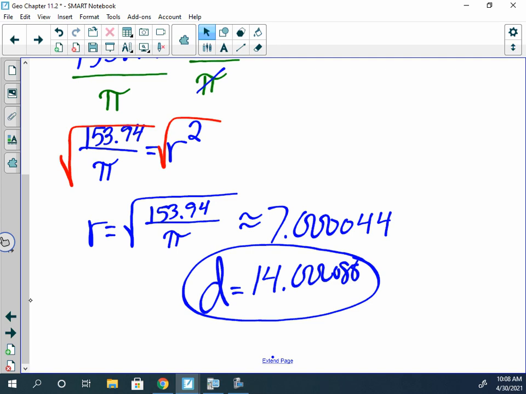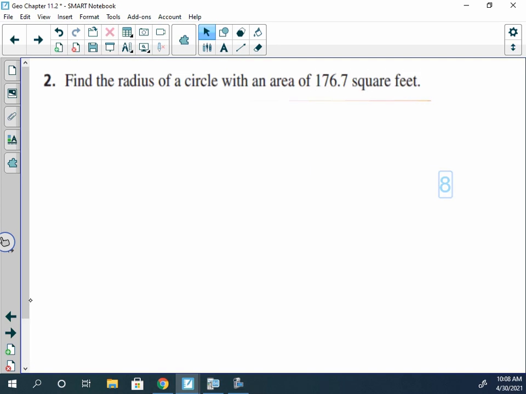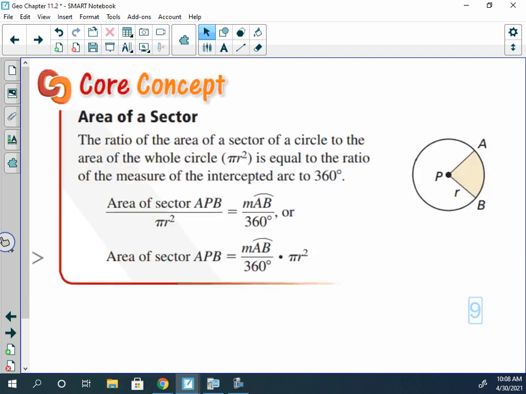Any questions on any of this here so far? Any question on anything we've covered so far today? Okay. Do we feel comfortable with finding the radius and the diameter given the area? Yes? Okay. Then we'll move on to finding the area of a sector.